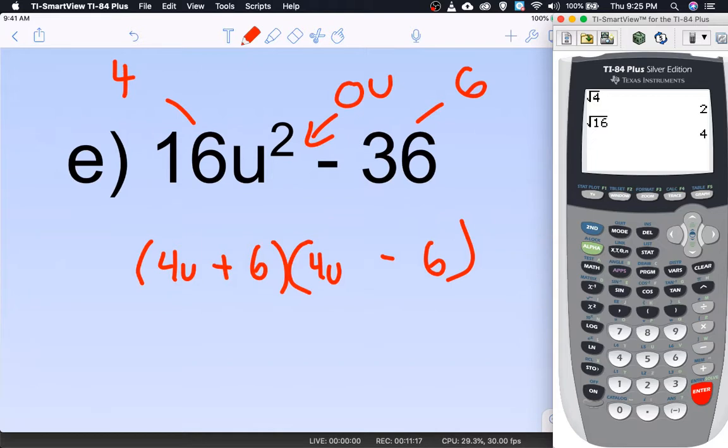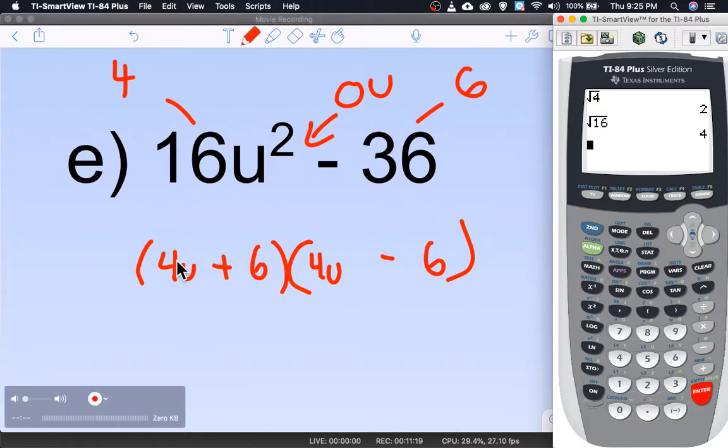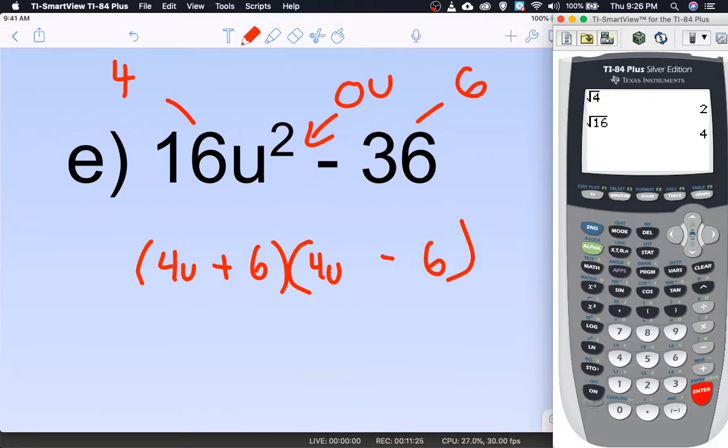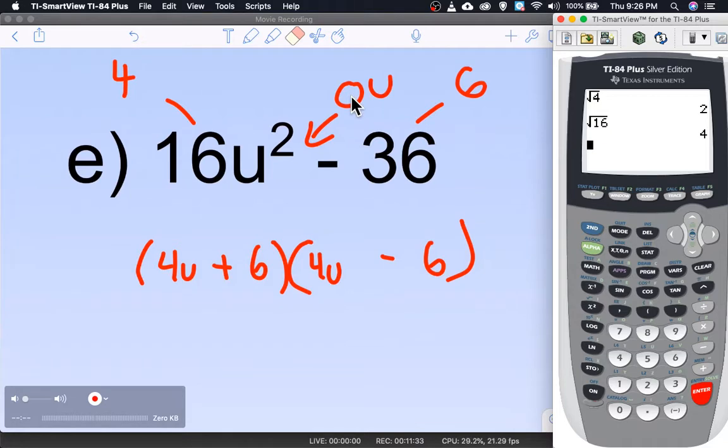So now I'm just quickly checking the math in my head. 4u times 4u is 16u squared. I like it. That is a negative 24u, and that is a positive 24u, and they cancel out, which is how we get 0 u's in the middle. Positive 6 times negative 6 is negative 36, and we got it.